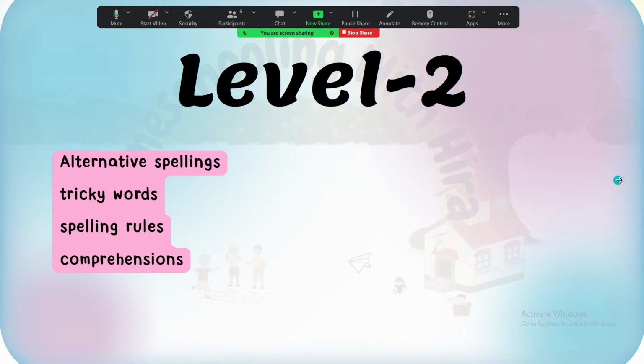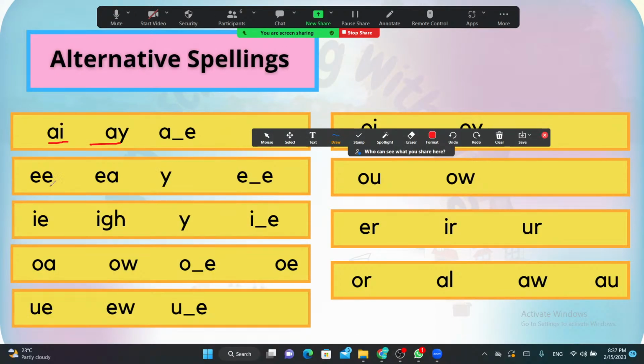We started alternative spellings yesterday and we did AI, AY, we did EE, EA, Y saying the long E sound.